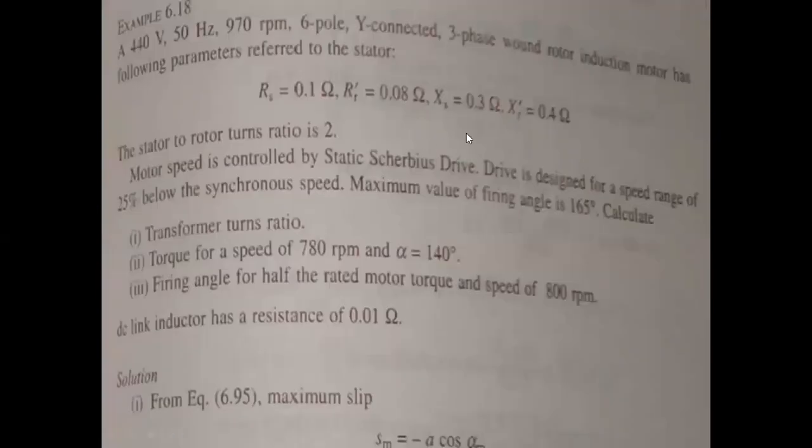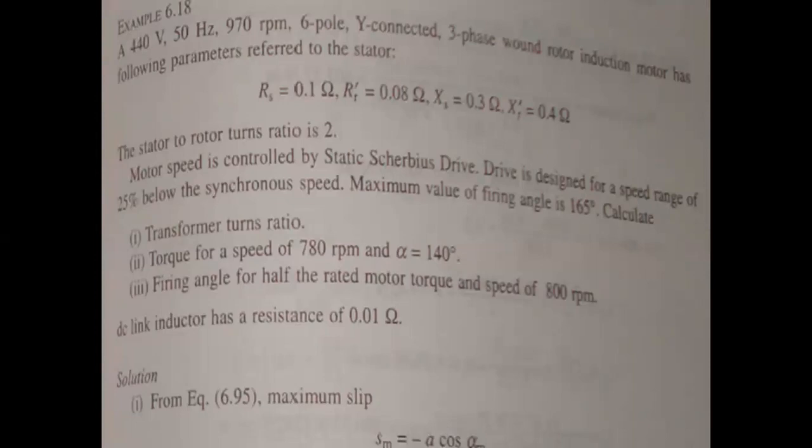Next, third problem. A 440 volts, 50 Hz, 970 RPM, 6 pole star connected 3-phase wound rotor induction motor has the following parameters referred to the stator. Okay, so these are the parameters given referred to the stator. The stator to rotor turns ratio is 2.